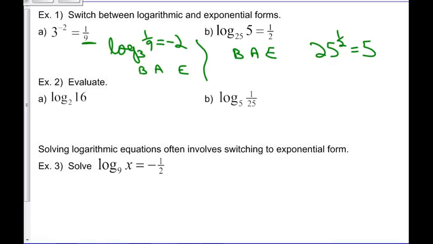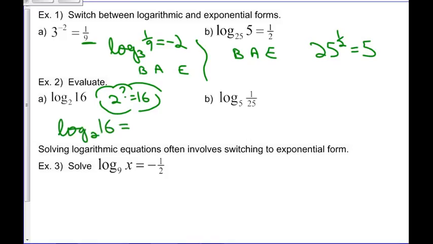Let's actually evaluate some logarithms here. So we have log base 2 of 16. So what is that saying? That's saying 2 to the power of what is 16? Oh, 2 to the power of 4 is 16. So the log base 2 of 16 is 4. Okay? And that's the answer, is the 4. Don't write 2 to the 4 as your answer. That's a different number from 4. The answer is the missing exponent.